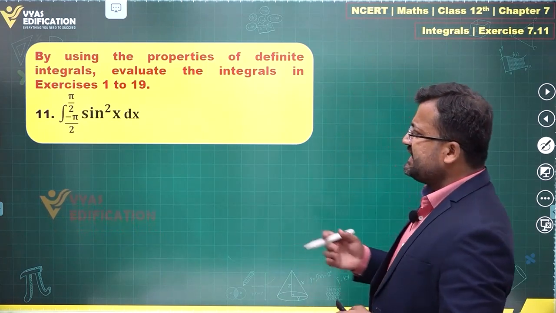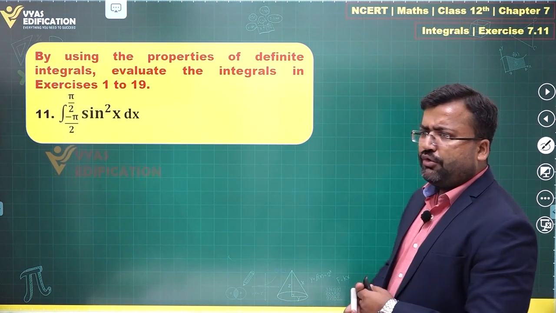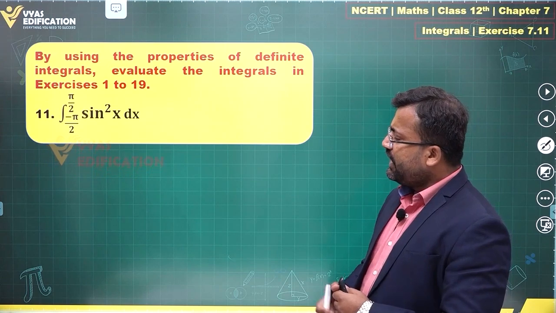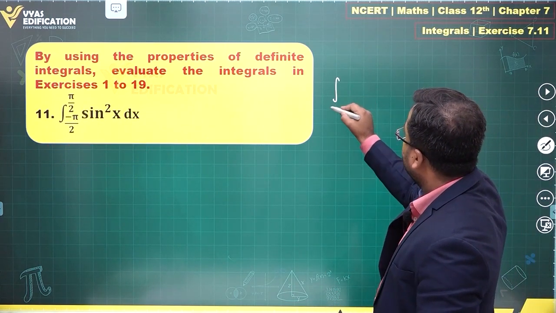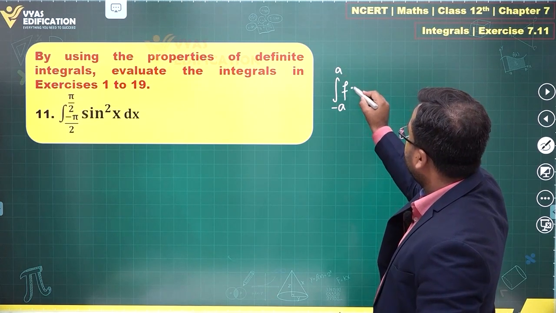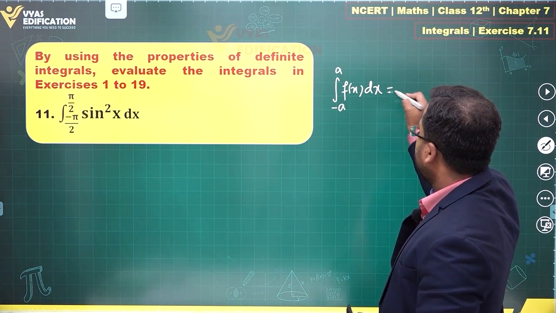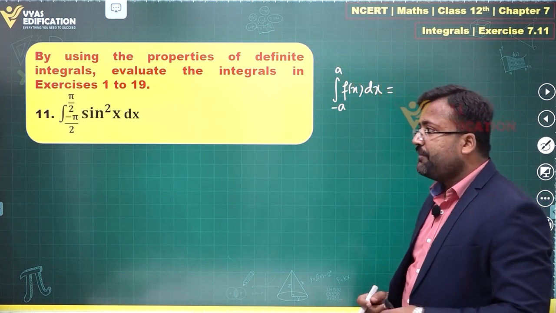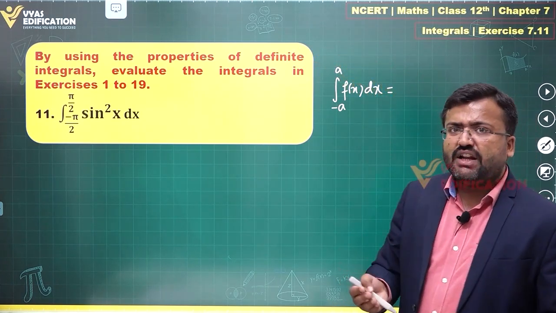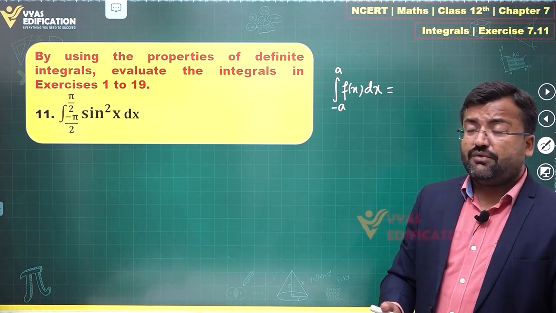Question number 11 says integrate this, minus pi by 2 to pi by 2, sine square x dx. Okay, once you have this integral minus a to a f(x) dx, this particular integral is an interesting one. This is property 7 that we are discussing, and in this case we want to analyze whether this f(x) is an odd function or an even function.